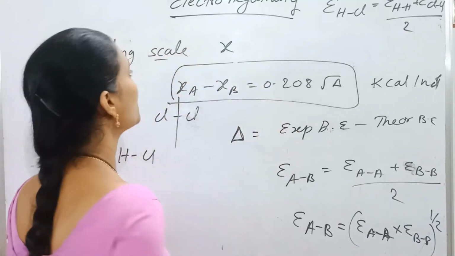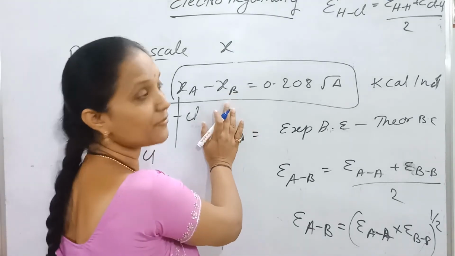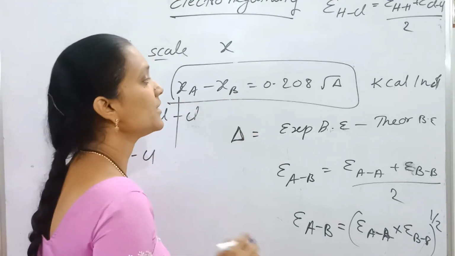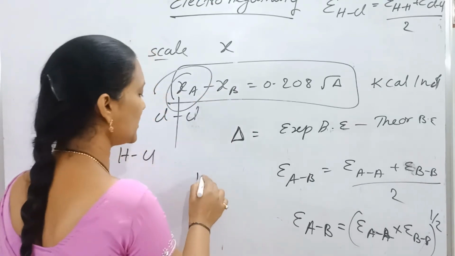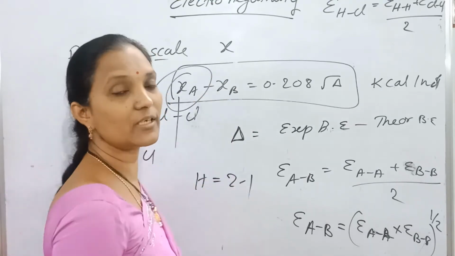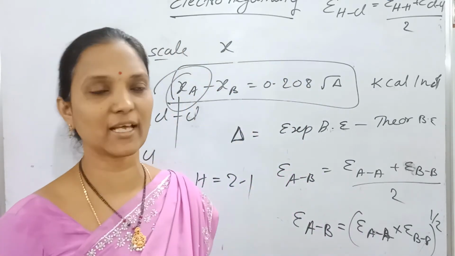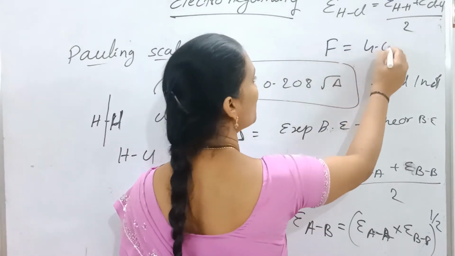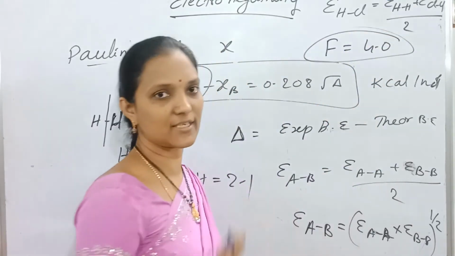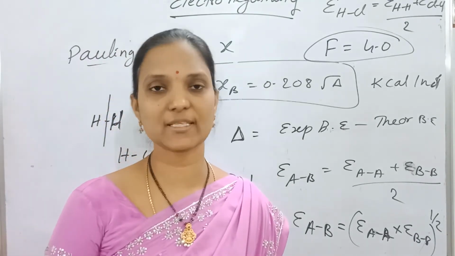This is the formula used to calculate electronegativity of elements in Pauling scale. Here, what is the standard element used? Hydrogen. Hydrogen electronegativity is 2.1. Using hydrogen electronegativity 2.1, like this we can calculate electronegativity. So using this formula, the electronegativity of fluorine we are getting is 4.0. This is the highest. The highest electronegativity is 4.0, and the element is fluorine.